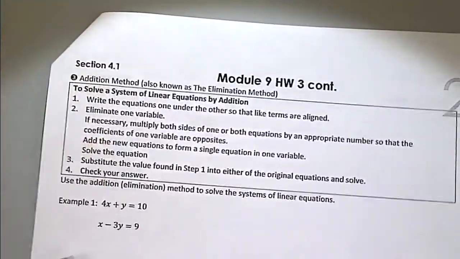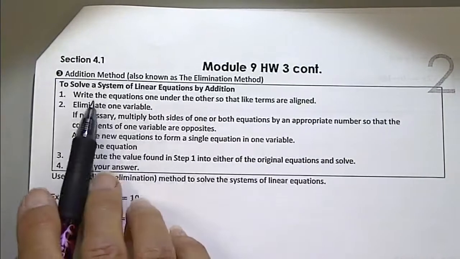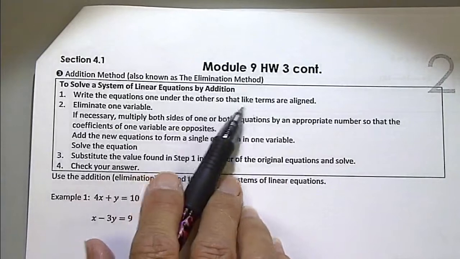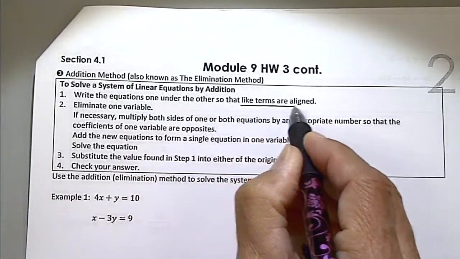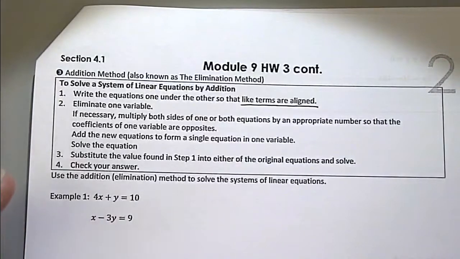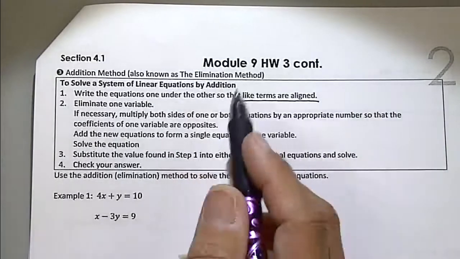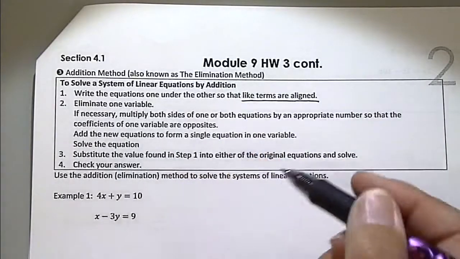All right, let's talk about another method. This is the addition method. And I think you're going to find it called the elimination method more than that, okay? And it says we have to write the equations under each other so that like terms are aligned, okay? So one of the equations might have to be rearranged, all right? And then you're going to eliminate one of the variables. Now, you're going to be adding these equations.